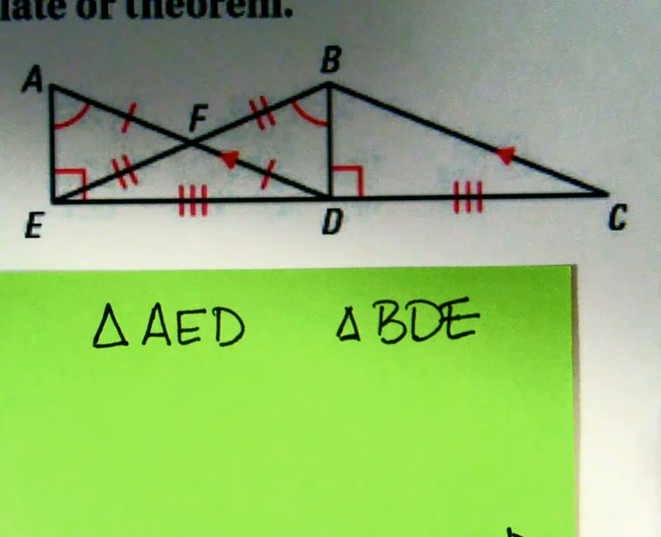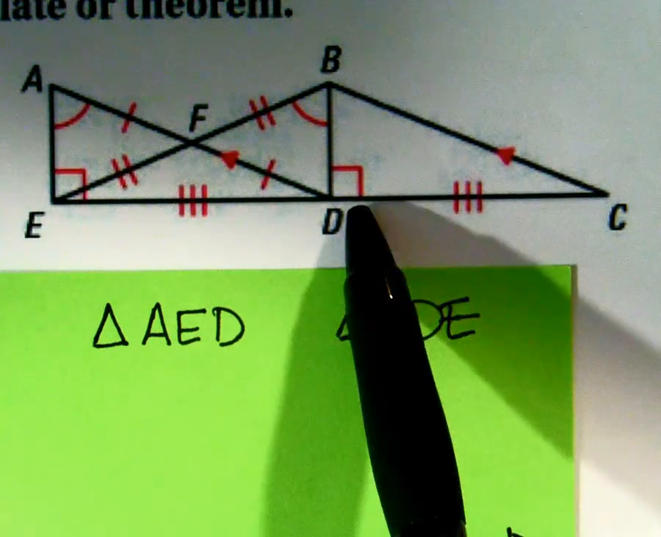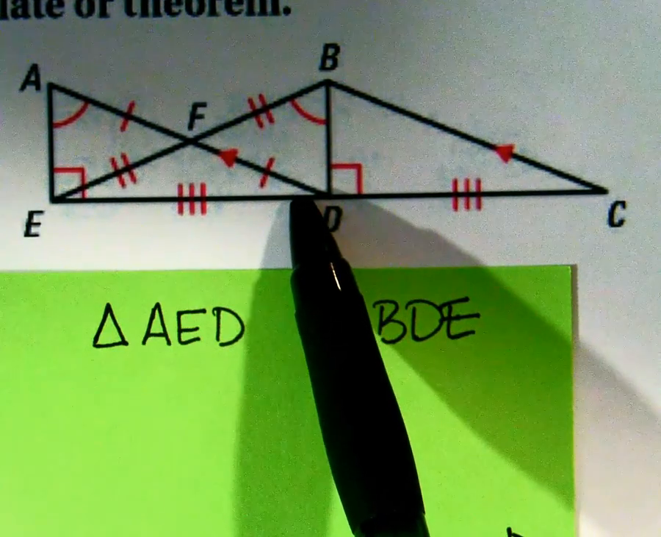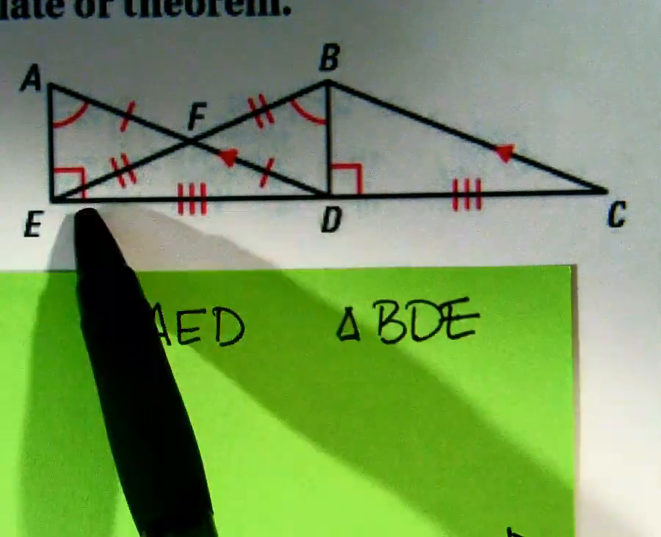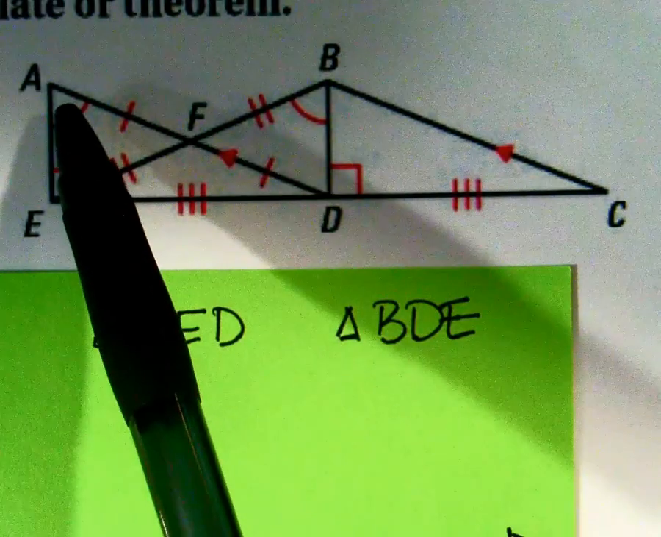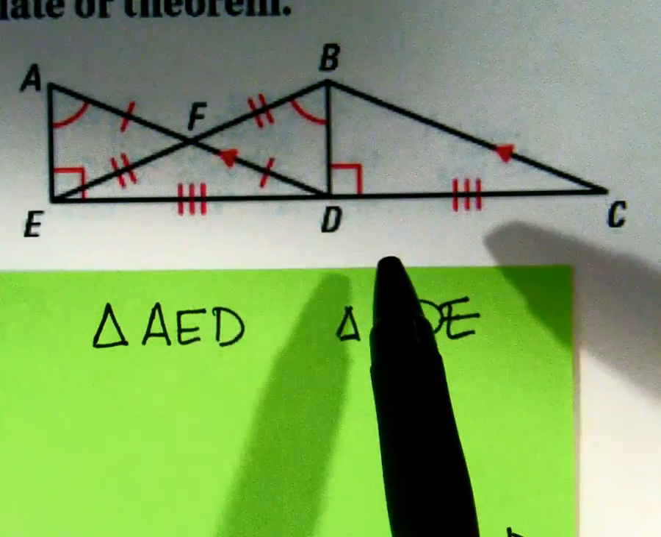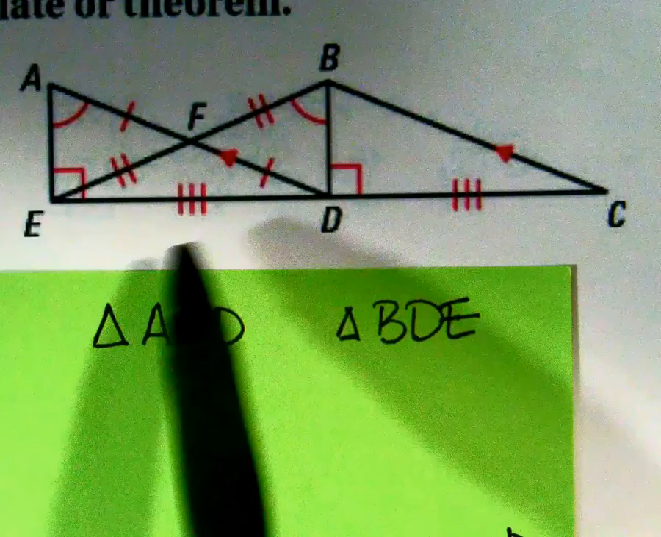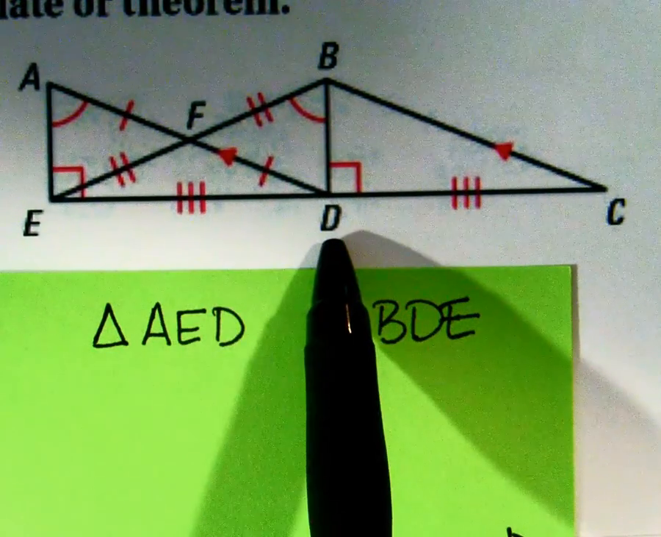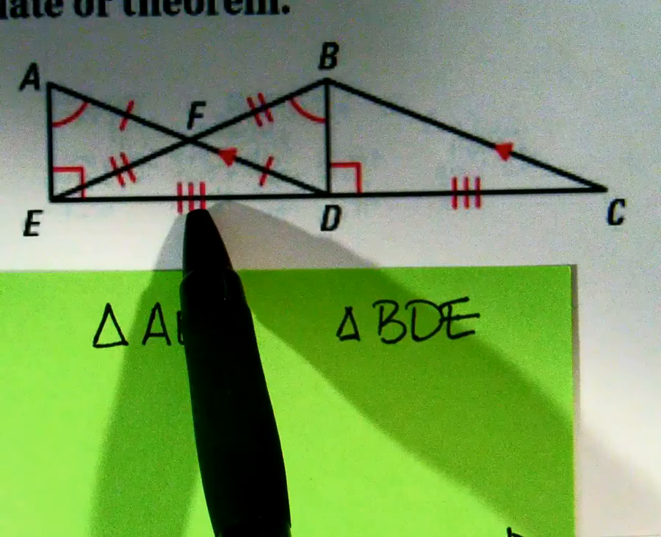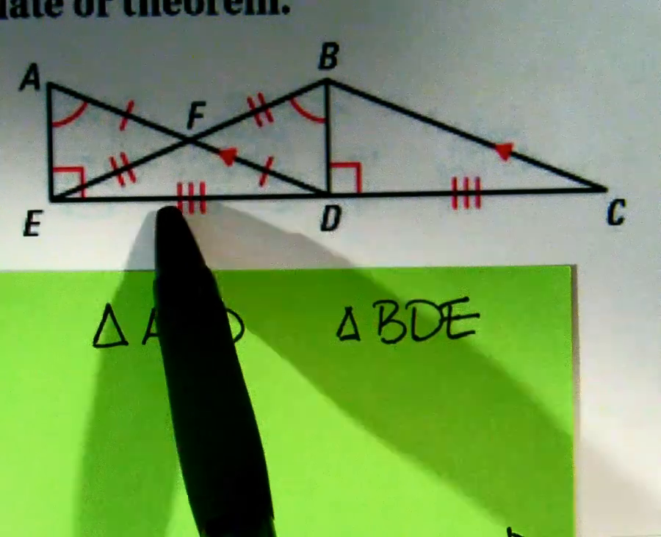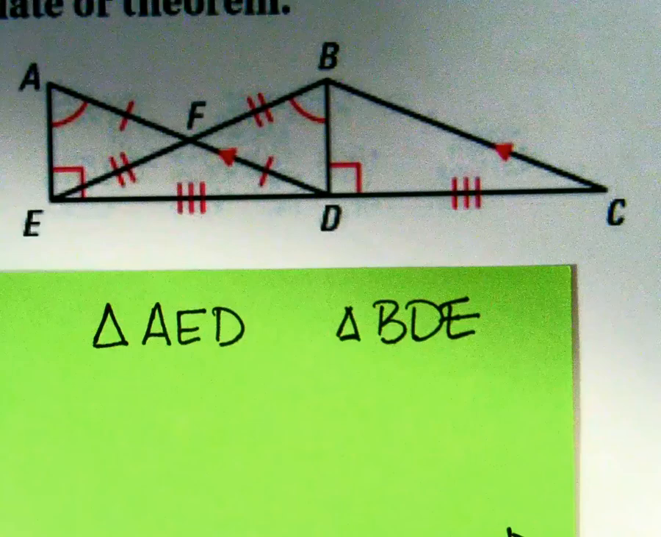Well, let's see. At D, there's a right angle, so the other is also a right angle. So you have 2 right angles, and you have 2 angles up here at A and B inside the triangles. Okay, well that works. 2 angles. Do we have a side? Yes, we do. We have a shared side. ED is in both triangles, so we have angle, angle, side. All right, try this one.